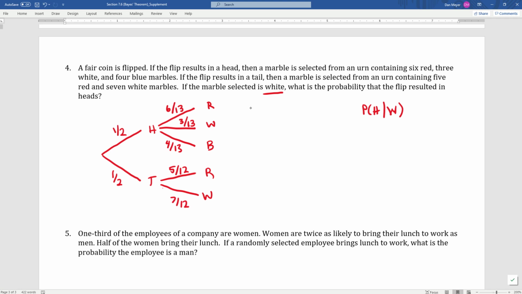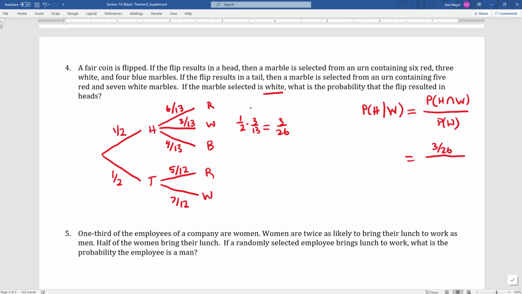Right, now back to the probability that we're interested in. We want to know the probability using our basic conditional probability formula. This is the probability that I flipped a head and pulled a white, divided by the probability that we got a white marble. All right, head and white, that would be 1/2 times 3/13, which is 3/26. So that would be our numerator.